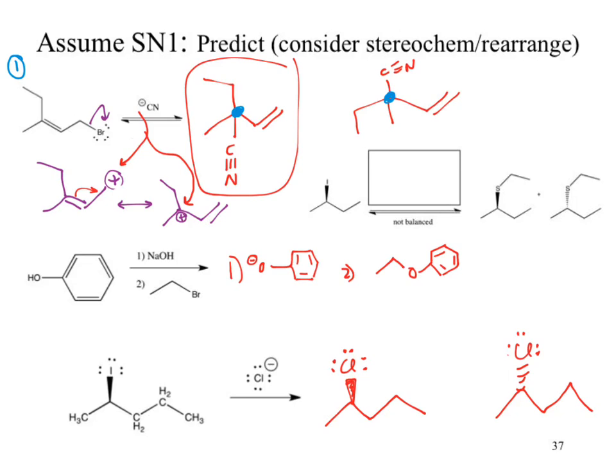Did we start with anything? So do we know if it's wedged or dashed? No. So we don't need to specify it. We can just imply it by just showing the 4 standard bonds. As soon as we put in wedges and dashes, we're now specifying we have one product.